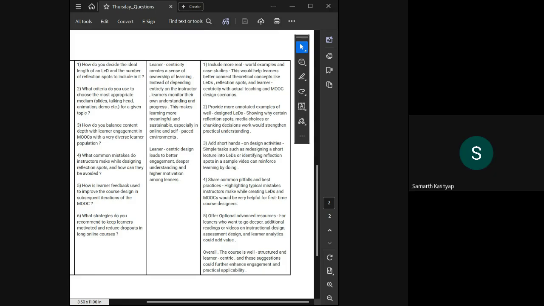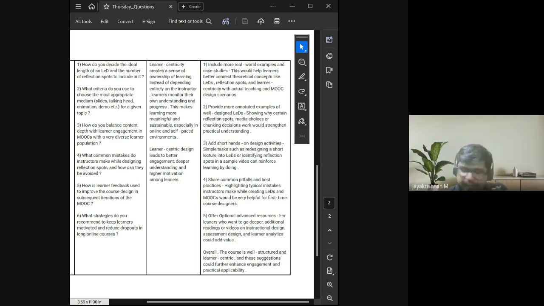Let's move to the next question. Yes, feedback. The first is to include more real world examples and case studies. This would help learners better connect theoretical concepts like LEDs, reflection spots, and learner centricity with actual teaching and MOOC design scenarios. Point taken.